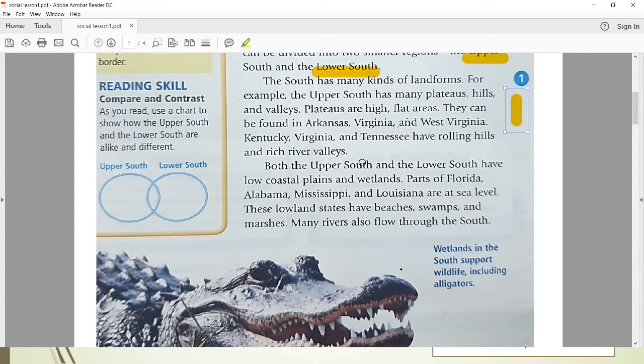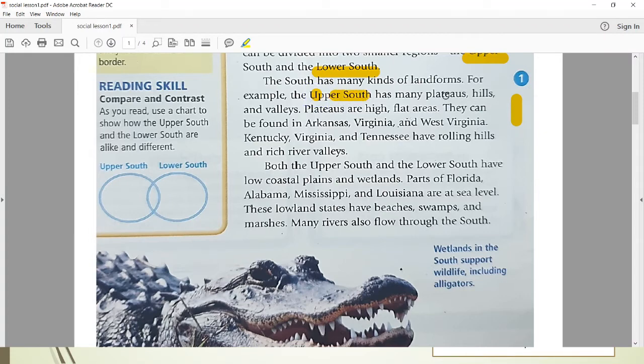Both the upper South and lower South have low coastal plains and wetlands. Parts of Florida, Alabama, Mississippi, and Louisiana are at sea level. These lowland states have beaches, swamps, and marshes. Many rivers also flow from the South. So as you can see here, we have the upper South.